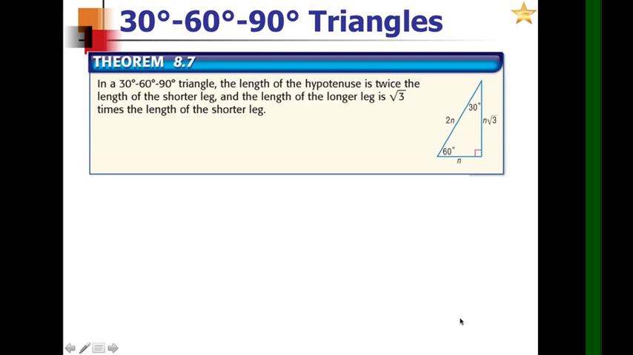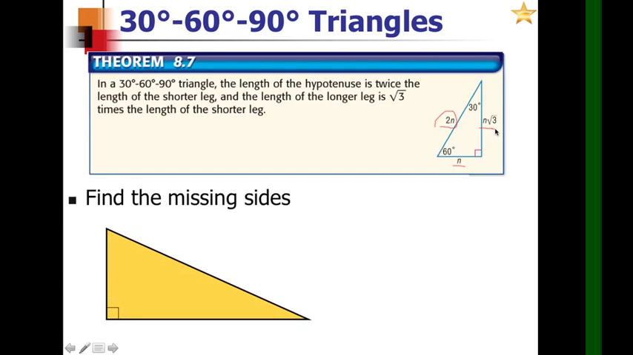Now, in Theorem 8.7, the length in a 30-60-90 triangle, the length of the hypotenuse is twice the length of the shorter leg. And the length of the longer leg is square root of 3 times the length of the shorter leg. So as you can see, it has an n. So the 30 degrees is n, the 90 degrees is 2n, and the 60 degrees is n square root of 3.